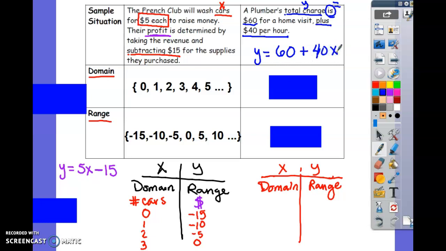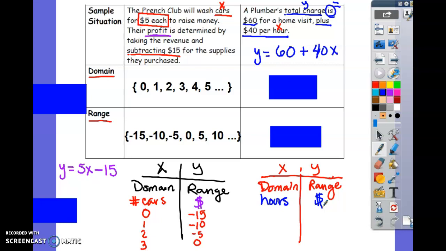So this X is my what? What did I say? It's 40 per hour. So my X is my hours. So right here, I'm going to put hours is my X. Right? The hours that he works. And what is Y? What is this? What's the plumber going to get out of it? The charge, right? His total, his money. How much money he's going to make.